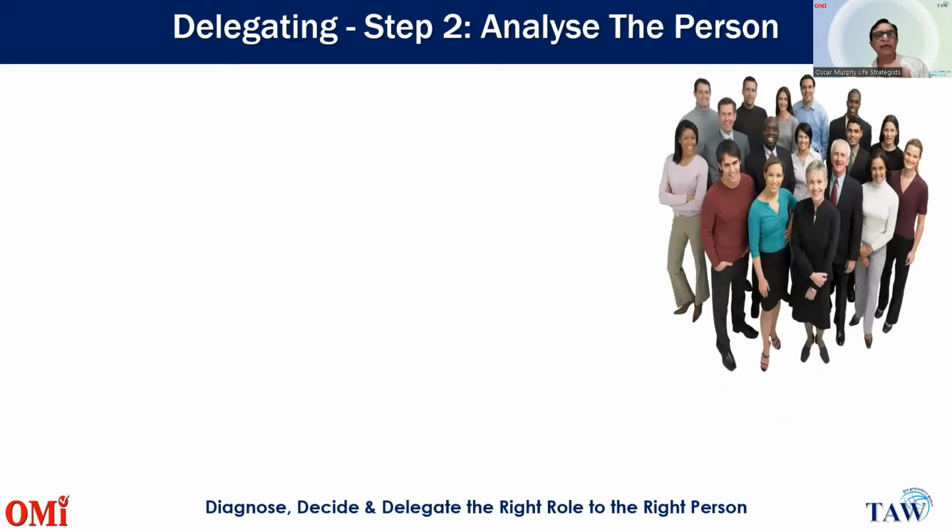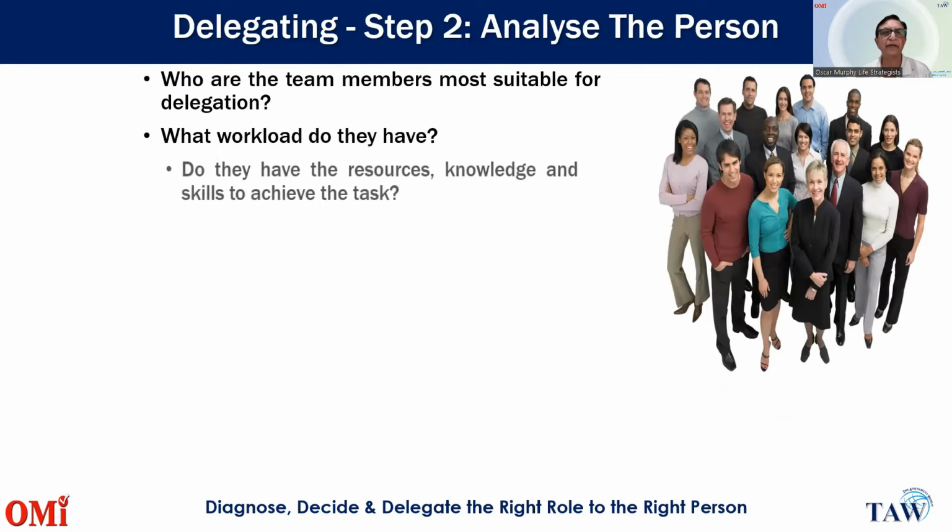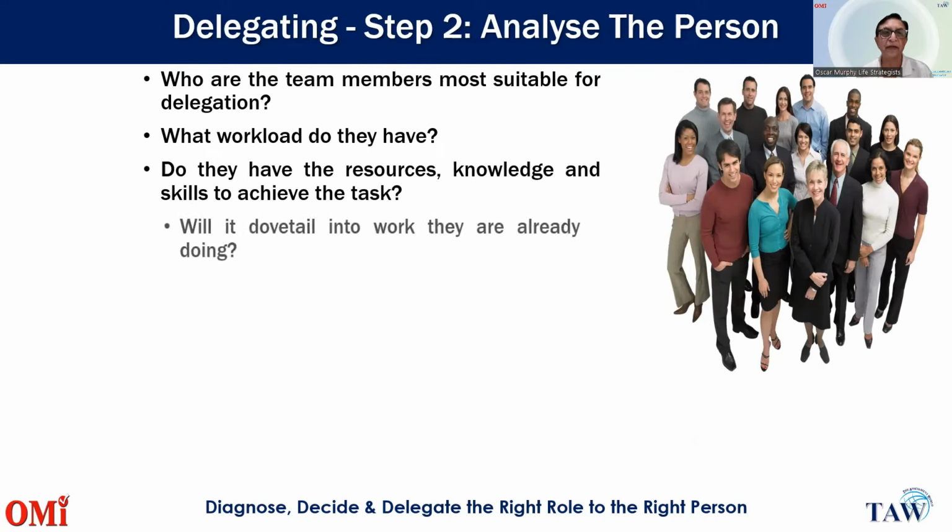So let's move into step 2. Now that we know what to do with the task, let's analyze the person. Who are the team members most suitable for delegation? And what workload do they have? Do they have the resources, the knowledge, and the skills to achieve the task? Will it dovetail into work they're already doing?